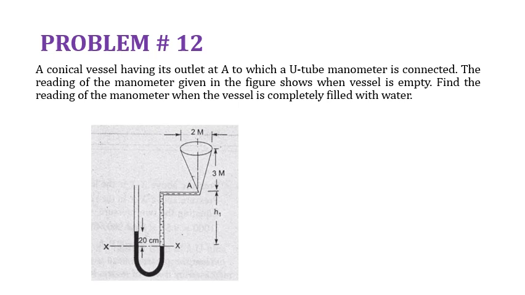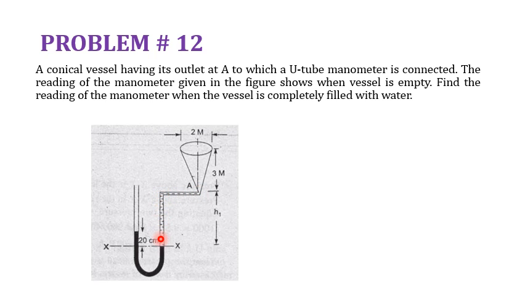So first of all, we have to determine this H1. For that, we'll start from this point PA. Now this should be my question: what would be the pressure at point A? It is given that this outlet A is attached to the conical vessel, so this means that this vessel is empty. So this point A has atmospheric pressure. And as we are measuring gauge pressure, it has to be taken equal to 0. So pressure at point A is 0.